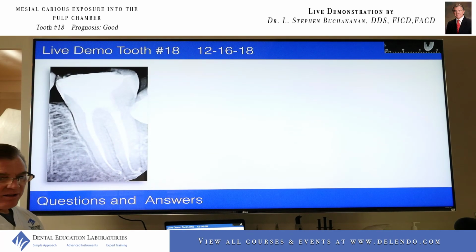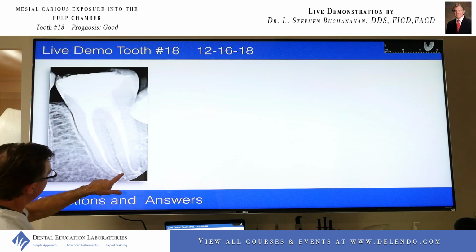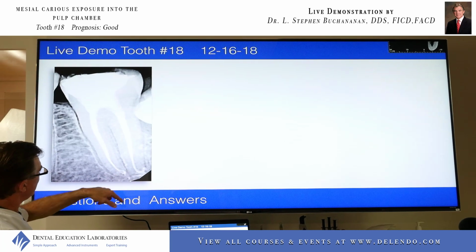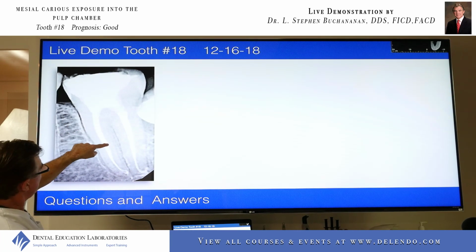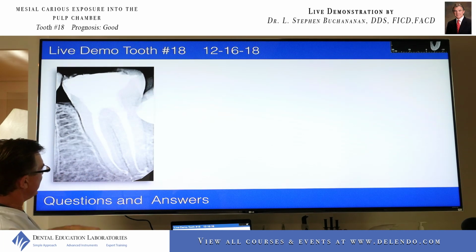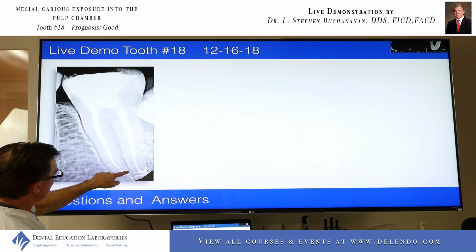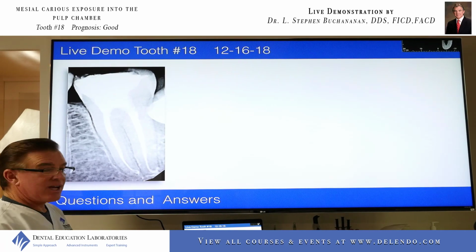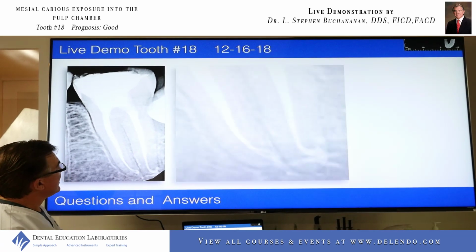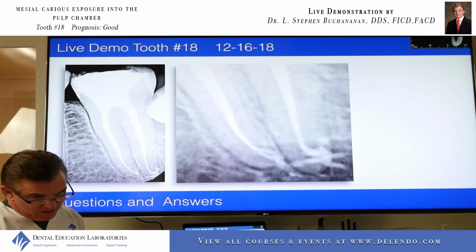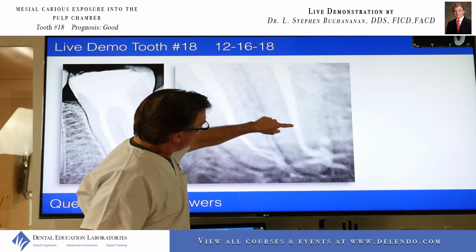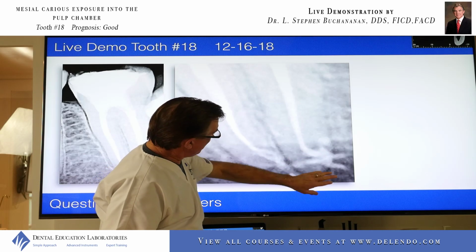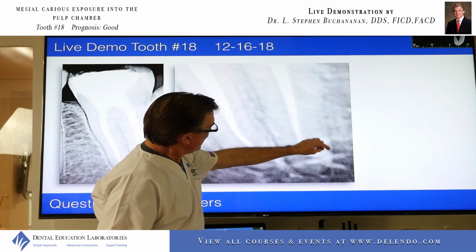The distal canal had a very severe apical curve. Mesial had 1, 2, 3, 4 curvatures in it, the last curvature being more than 45 degrees. All told about 75, 80 degrees. And here's the blow up of that. You can see the curve here, and there's a bunch of surplus material right here.